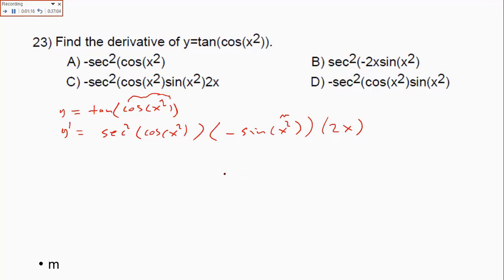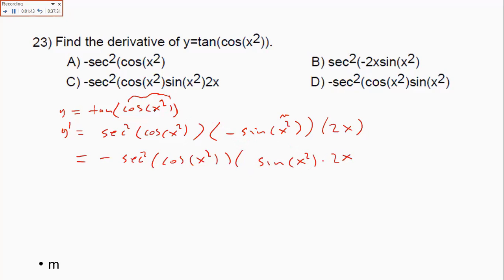Yes. Okay, and then we can just get what? The negative to the left, so it will be negative, right? And then we have what? Sec squared of cosine of x squared, multiplied by sine of x squared, multiplied by 2x.